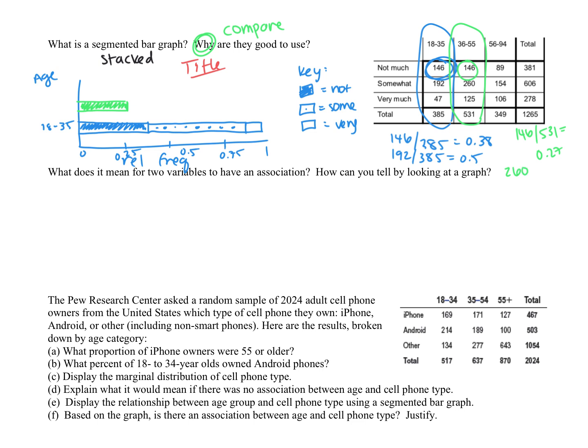And then I have to do the 260 out of 531. And that's about 0.49. So that gets us up to about here. And then again, we should end up at 1. So those are the 36 to 55-year-olds. And then again, you would probably have to do another one for 56 to 94. We're not going to because I think you get the point of it.